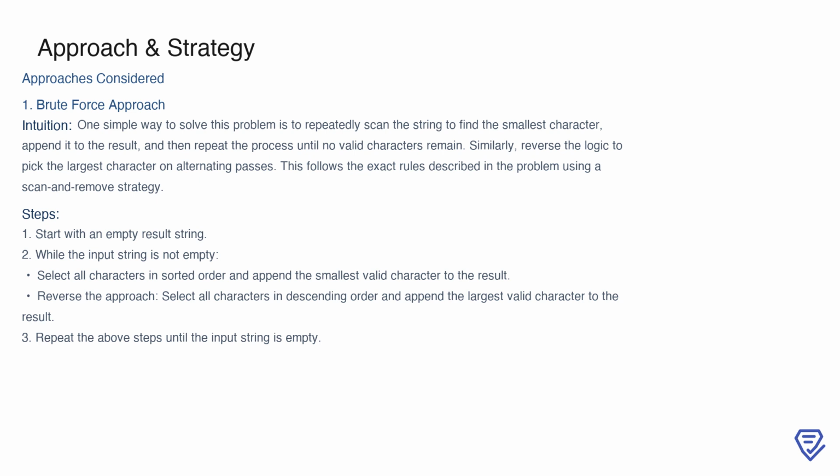To solve the increasing-decreasing string problem, one straightforward approach we can consider is the brute force method. The intuition here is simple. We repeatedly scan the string to find the smallest character, append it to our result, and then remove it from the string. After that, we reverse the process by scanning for the largest character and append it as well. This alternation between smallest and largest continues until no characters remain in the string. The process starts with an empty result string, and while the input string isn't empty, we alternate between selecting the smallest and largest characters in sorted order. This method directly adheres to the problem's requirements by following a scan and remove strategy each step of the way.